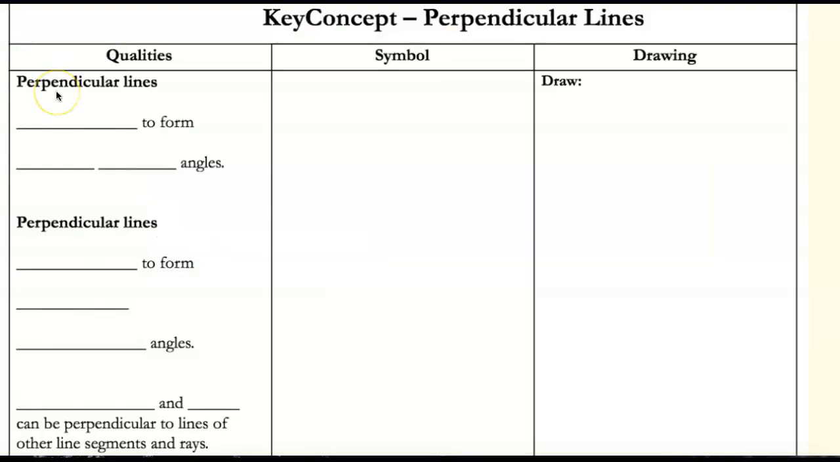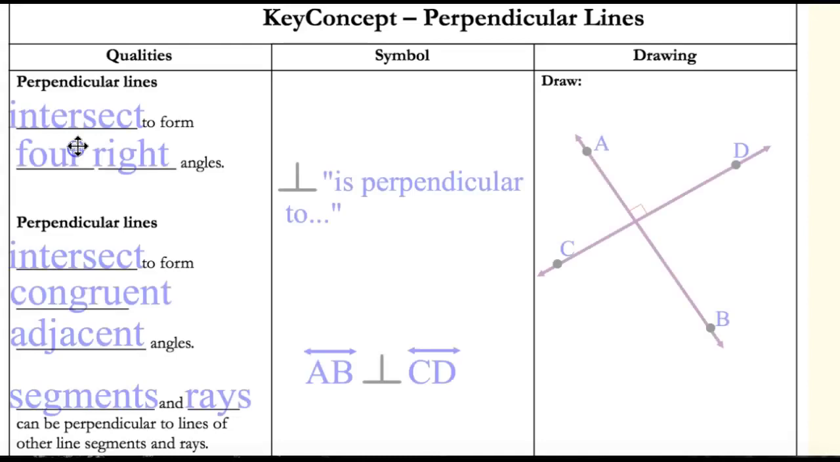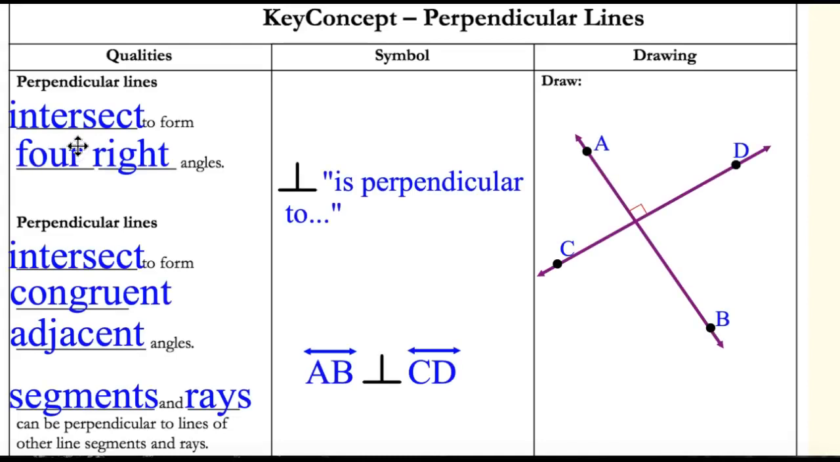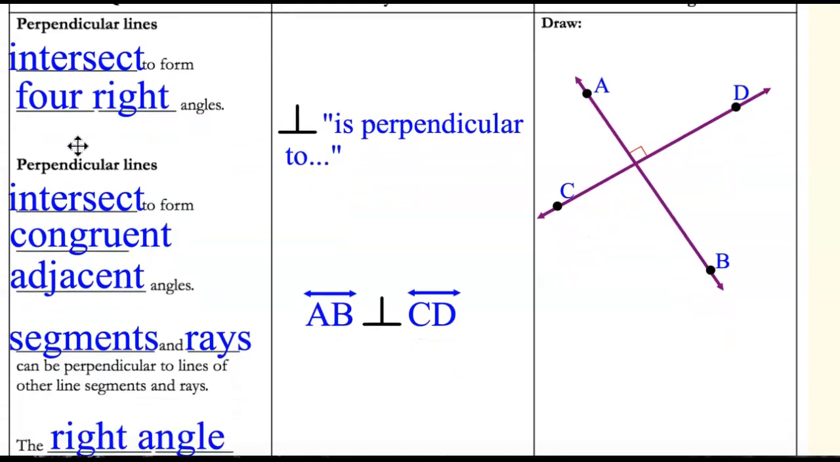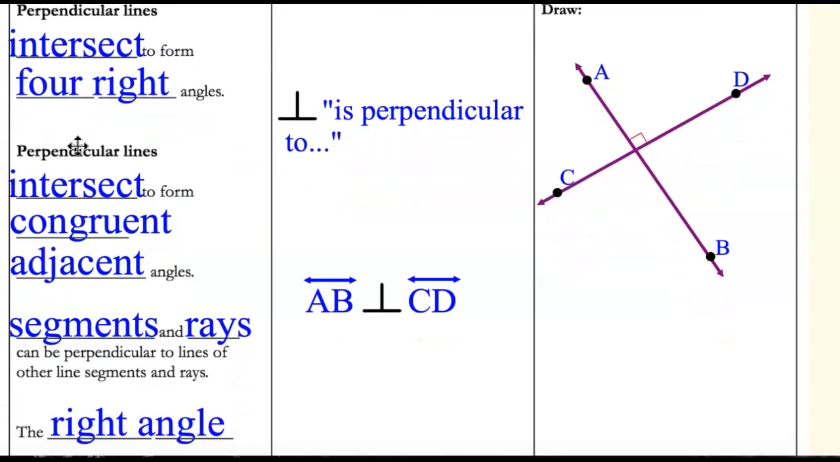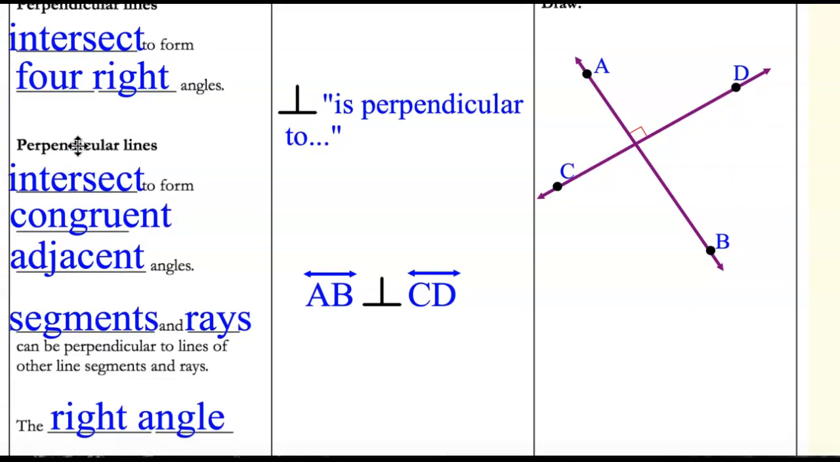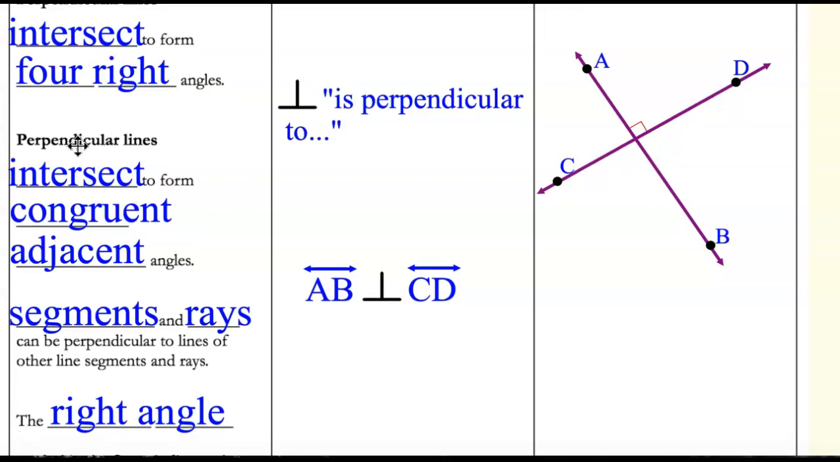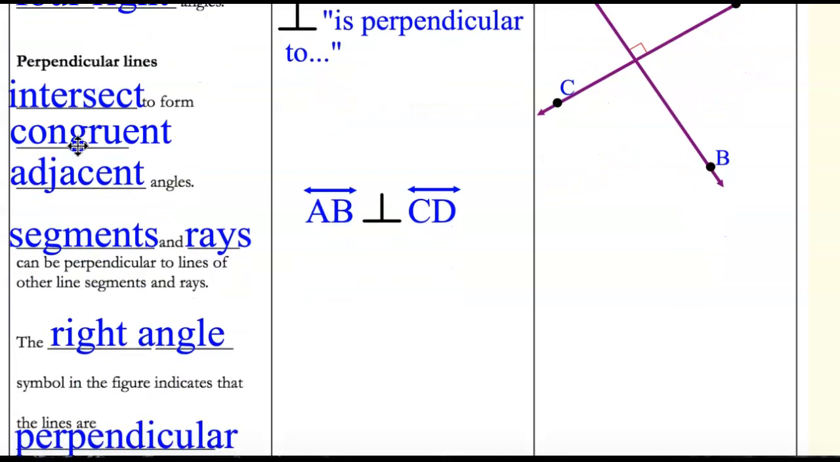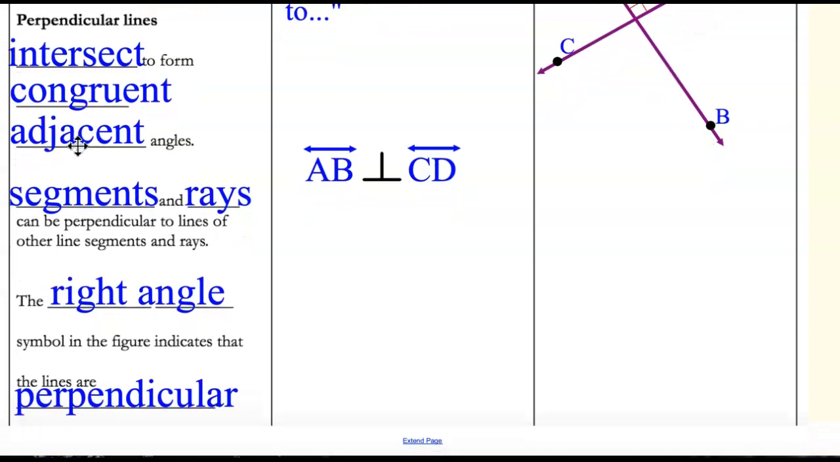Today we're going to be looking at day 2 of angle relationships, and we have some more vocabulary words. Our first vocabulary word is perpendicular lines. Perpendicular lines intersect to form 4 right angles. They intersect and are congruent and also adjacent. There are segments and rays that can be perpendicular, or parts of other line segments and rays. The right angle symbol indicates that they are perpendicular.